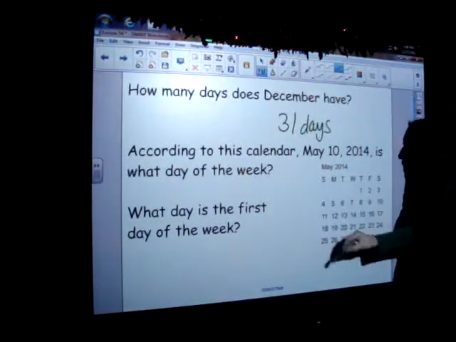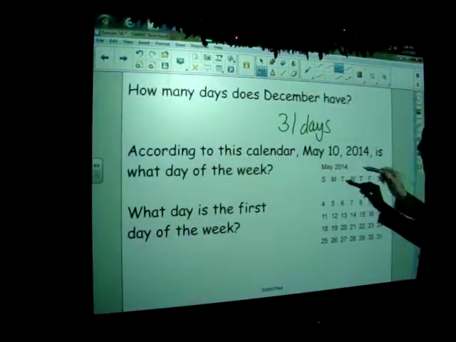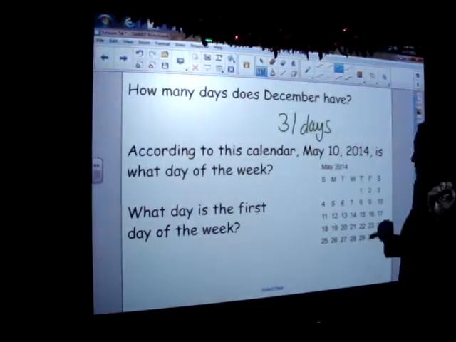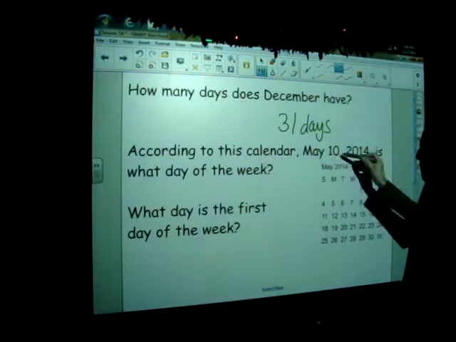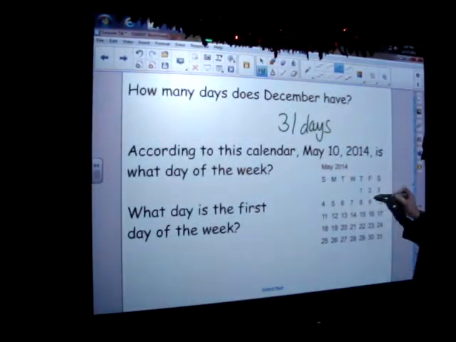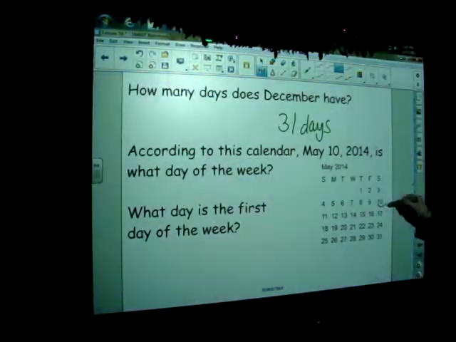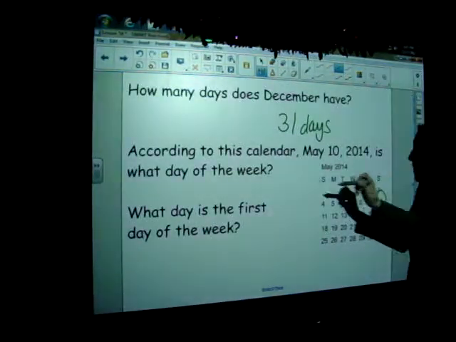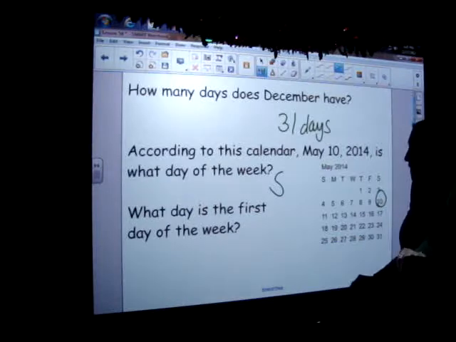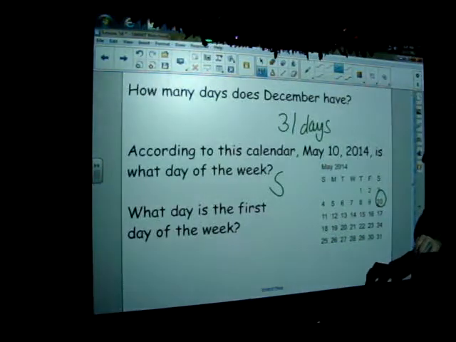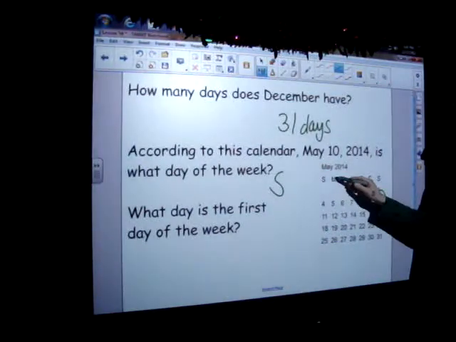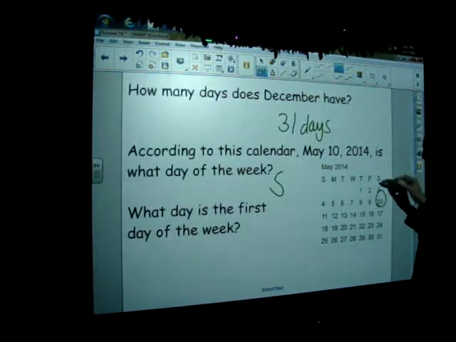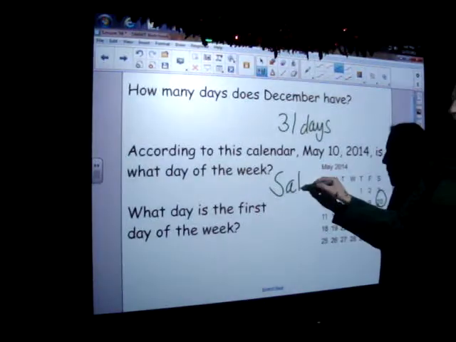Okay, we're going to look at a calendar. According to this calendar, May 10th, 2014 is what day of the week? So I'm going to find the 10th. Here's the 10th. And what day of the week is it? It starts with an S. Now I have to think, is it Saturday or is it Sunday? Well, here's Monday. I know before Monday is Sunday, so this S must be Saturday.